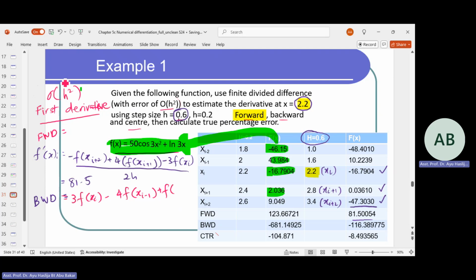No need to memorize the equation. It will be given. You just need to know which equation belongs to which. Now, this is your xi. So 1.6 will be xi minus 1. 1.0 will be xi minus 2. So sub all the values, f(xi minus 1) and f(xi minus 2).